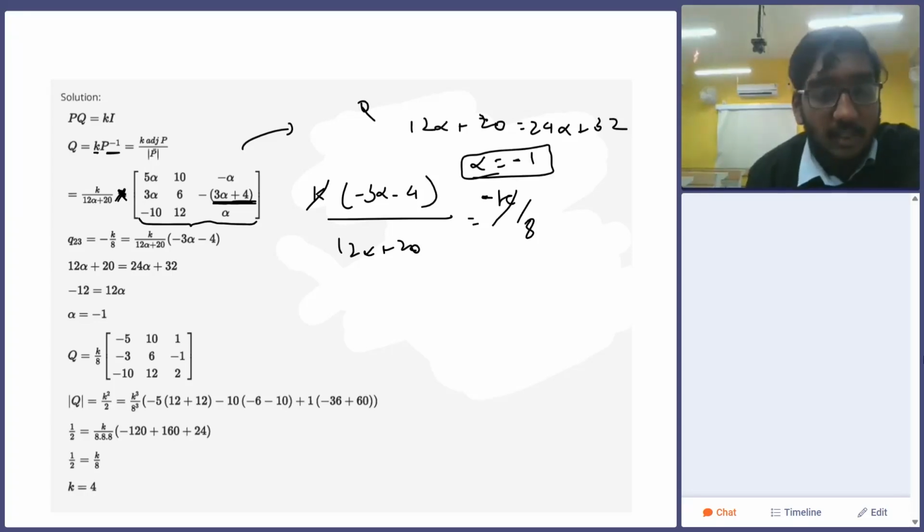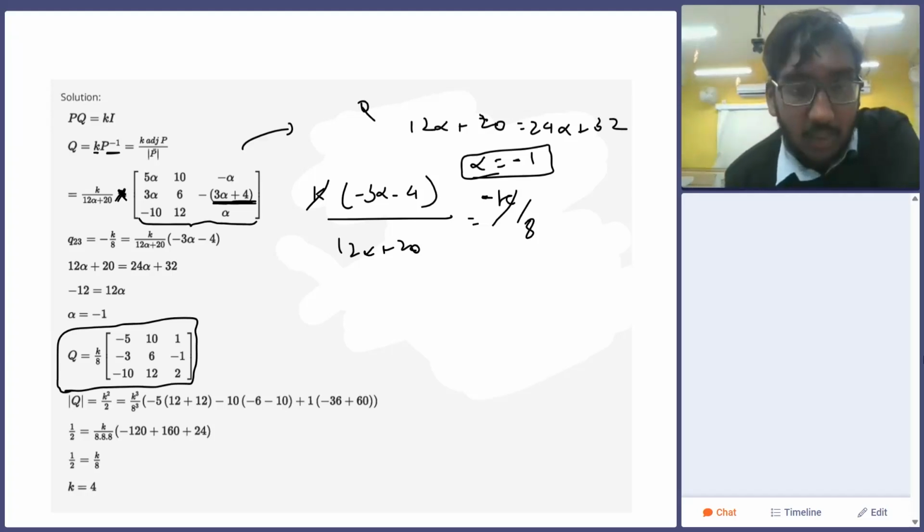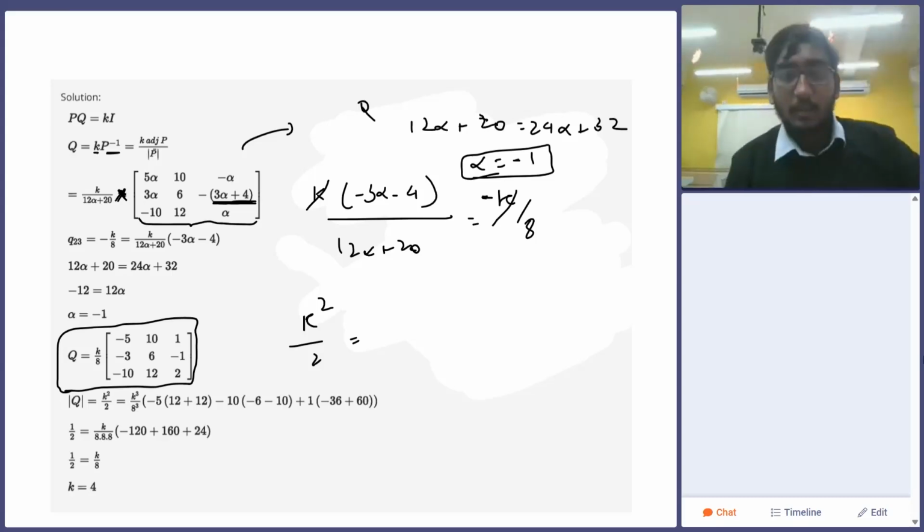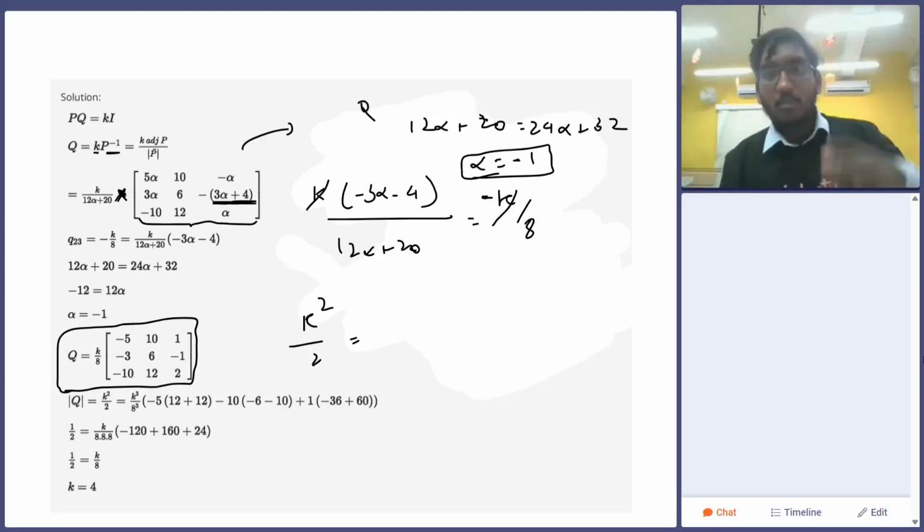Alpha will be minus 1, and after you get the value of alpha, you use it here, okay. You can replace this Q matrix like this. It will be basically K upon 8 times these 9 elements, okay. And they have also given that the determinant value of Q is K square by 2 in the question, okay. So you just have to equate that, according to the given data. It is K square by 2, and if we find it, there is a K by 8 constant here, right? That will become K cube upon 8 cube, because it is a 3 cross 3 matrix, right? Because K by 8 will be multiplied with all the rows.